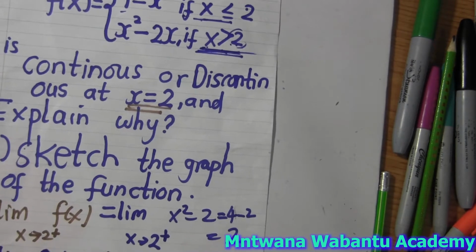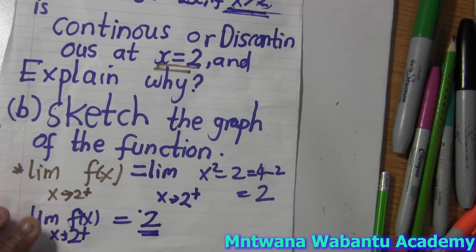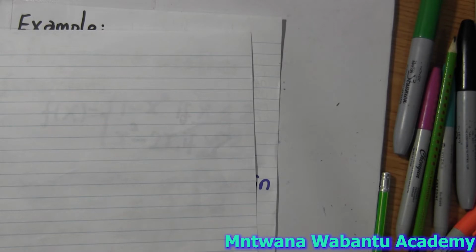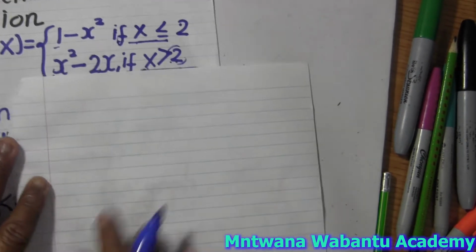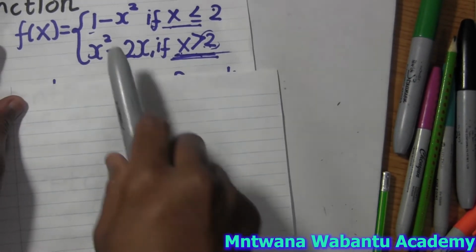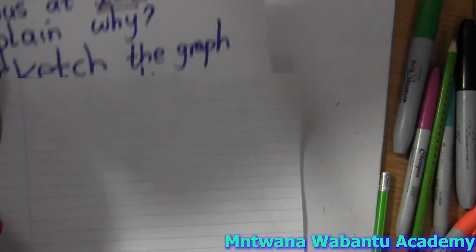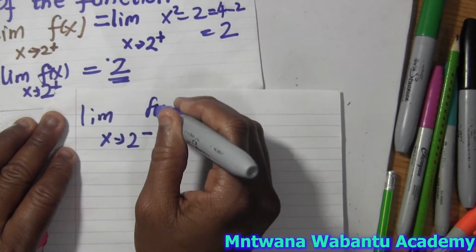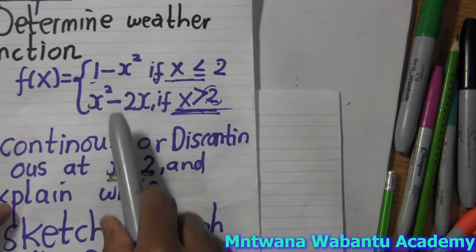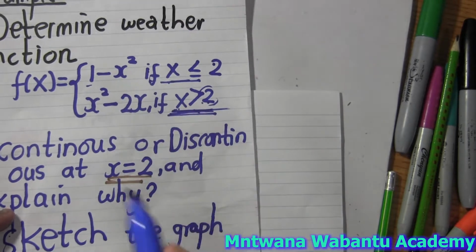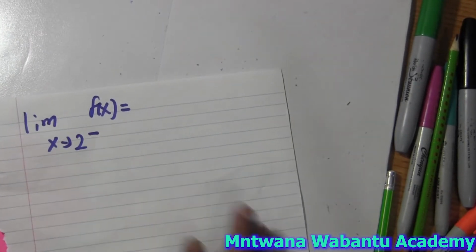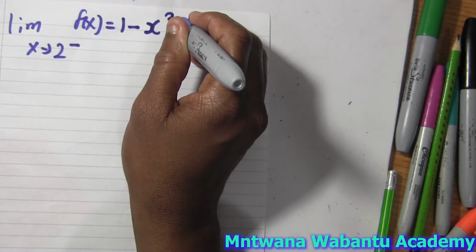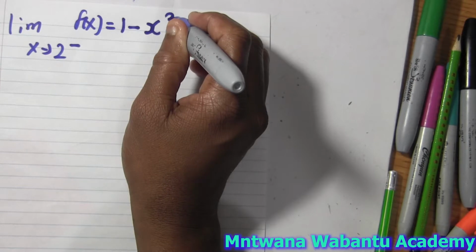We want to do the same thing, limit as x approaches 2 from the left, and see what we're going to get. So now we say limit as x approaches 2 from the left of f(x). Which function are we going to check? We're going to check this one, because approaching 2 from the left means it's going to be 1 minus x squared, just like I explained prior. So 1 minus x squared.